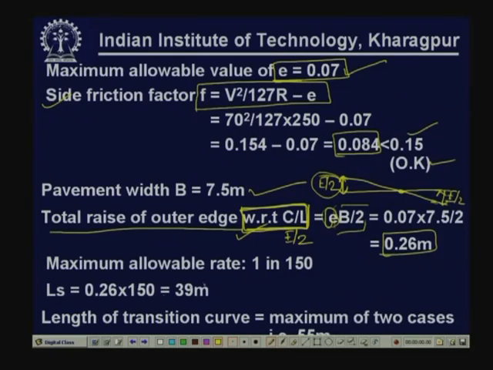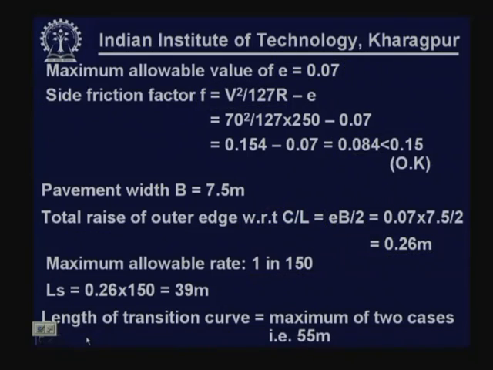So, what is the length required considering the rate of 1 in 150? It is 0.26 into 150, so 39 meter. So, what should be the design length? Maximum of these two should be used. So, maximum of these two is about 55 meter.